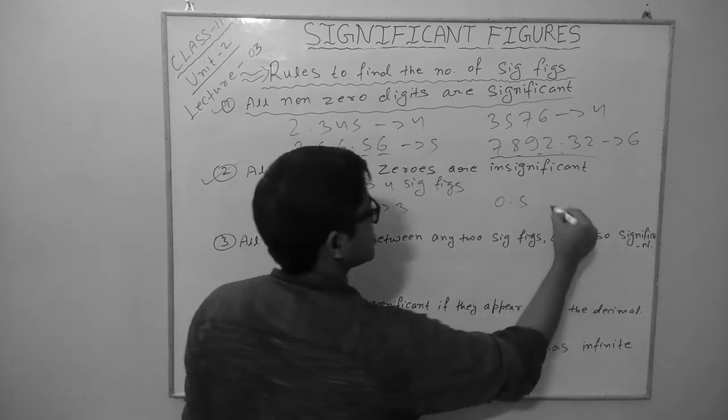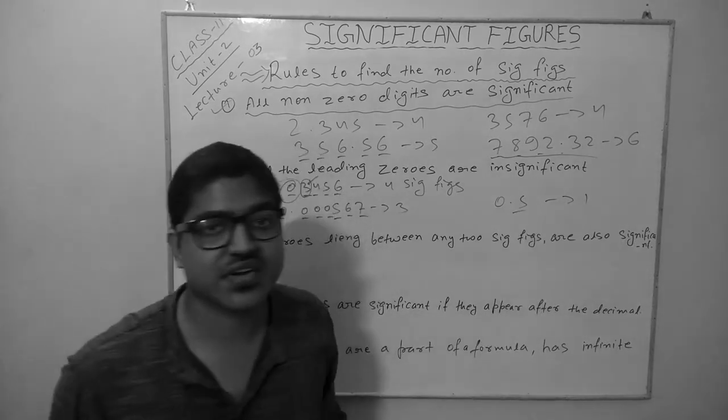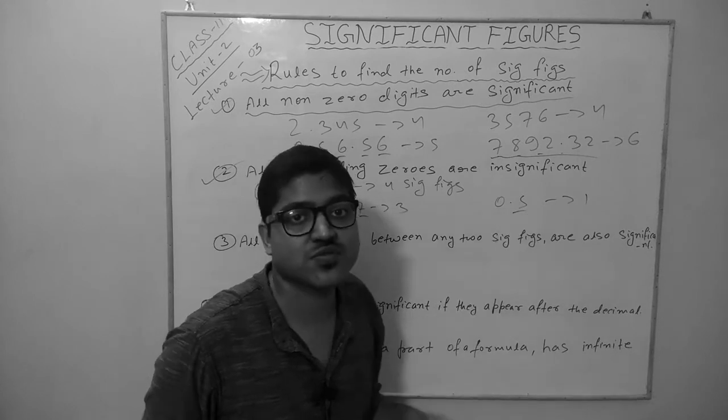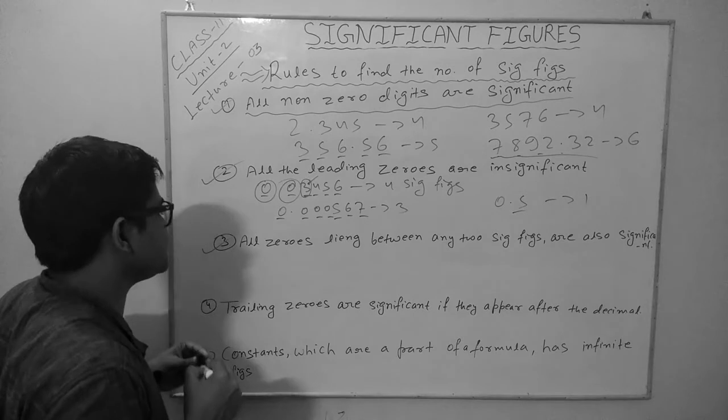0.5. Here the number of sig figs is 1. This is the only significant figure here because this 0 is the leading zero coming before the first non-zero digit. Clear? Let's move on to the third rule.